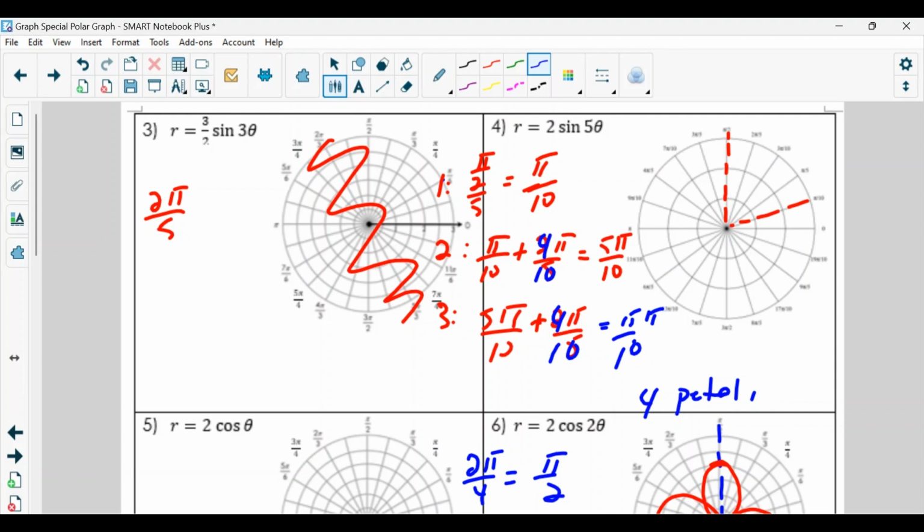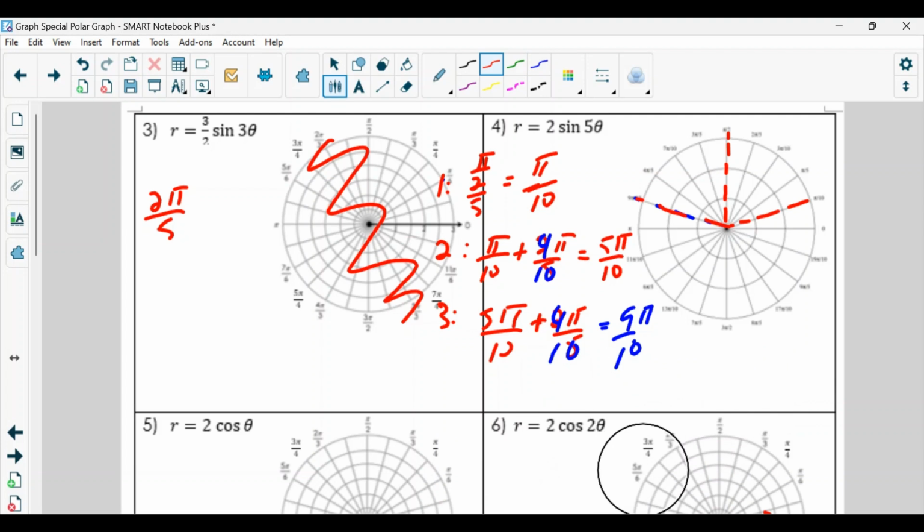I messed up here. This is 5. Oh, it's 9. 5 and 4 is 9. Oh my gosh. Sorry, guys. 9 pi over 10. And that is number 4. 9 pi over 10 is right here. Good. Use the same color. 9 pi over 10 is right here. Good. That's my third one now.